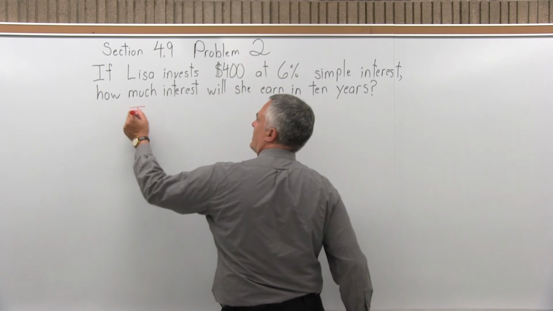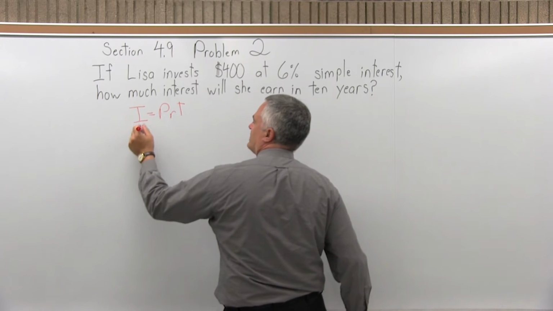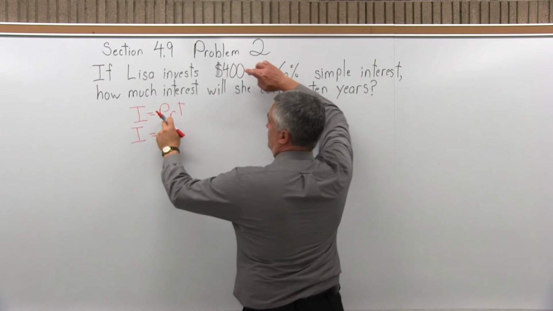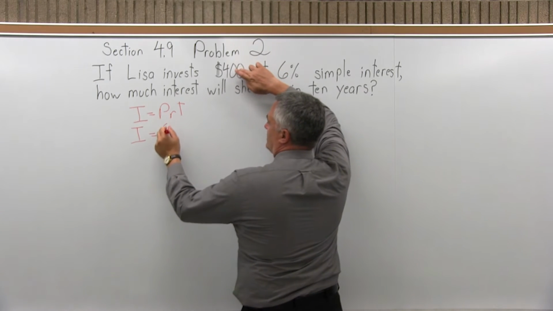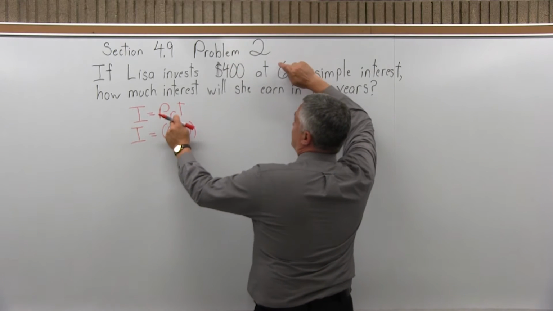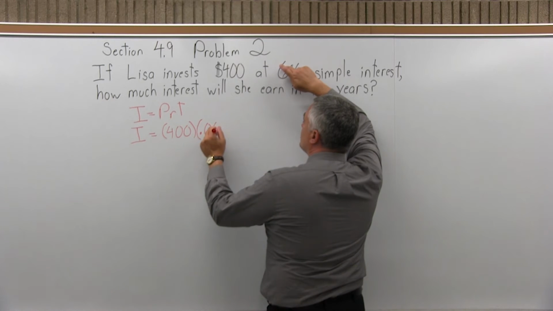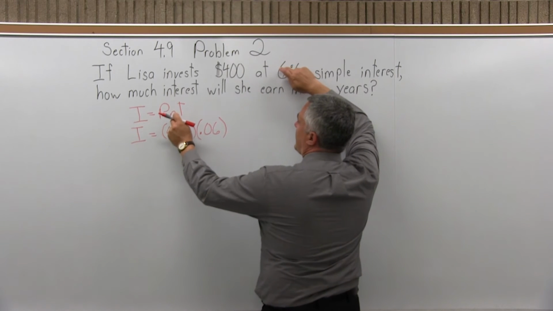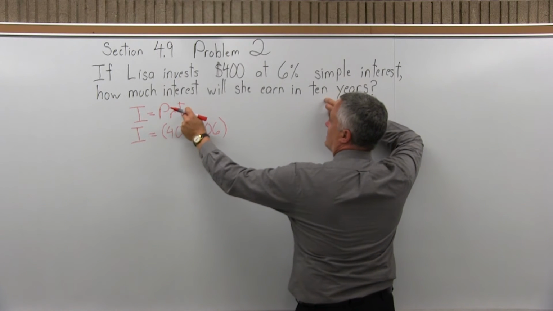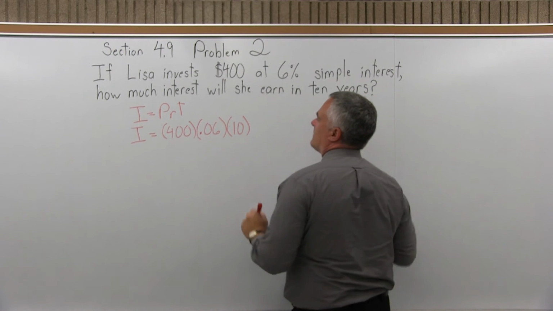So you start with I equals PRT, and you fill it in. I is for interest earned, that's what we're trying to find. P is principal, or the initial investment, which is $400. The R is rate as a decimal, so this 6% doesn't go in as 6, it goes in as 0.06, the rate as a decimal. And then T is the time in years, so that's 10, and that fills in the formula.